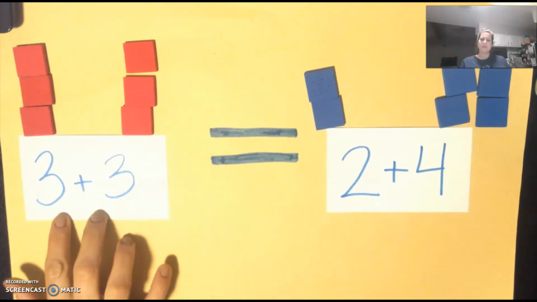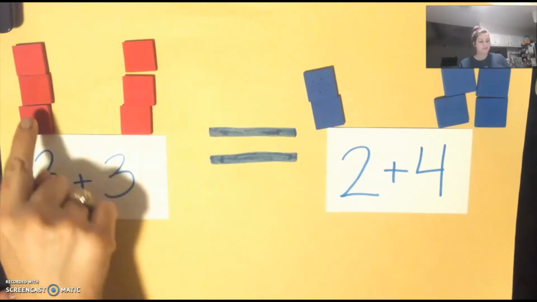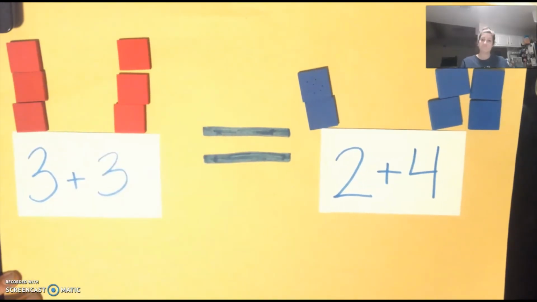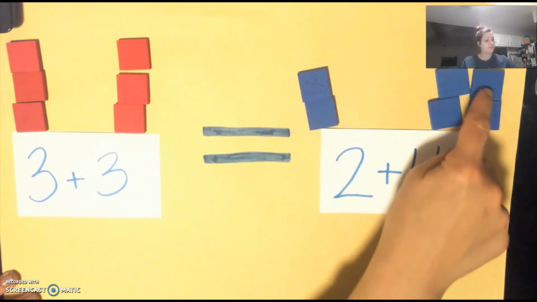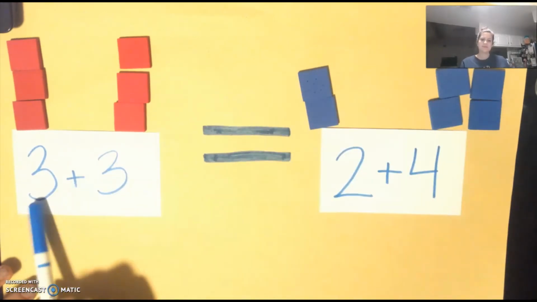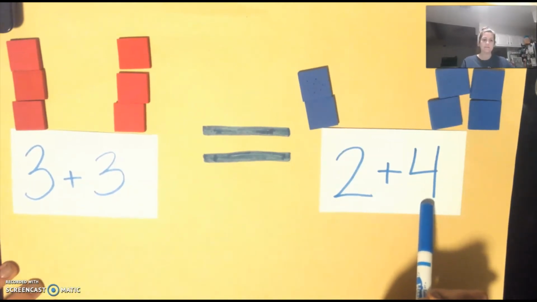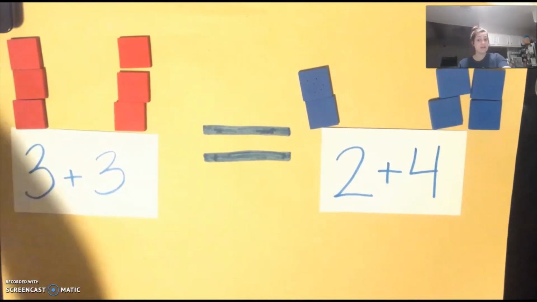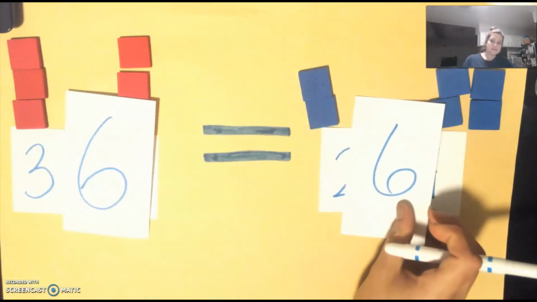Does 3 plus 3 equal the same as 2 plus 4? Let's count and find out. 3 plus 3 equals 1, 2, 3, 4, 5, 6. Okay. 2 plus 4 equals 1, 2, 3, 4, 5, 6. So does 3 plus 3 equal 2 plus 4? Absolutely, because they both equal 6. Remember? 6 equals 6.